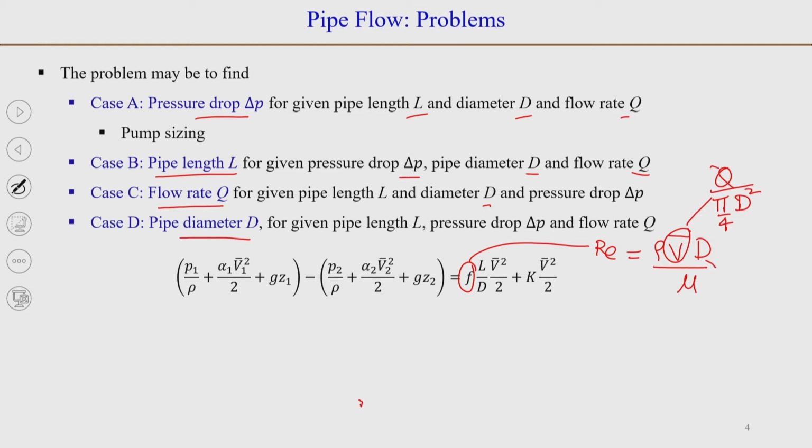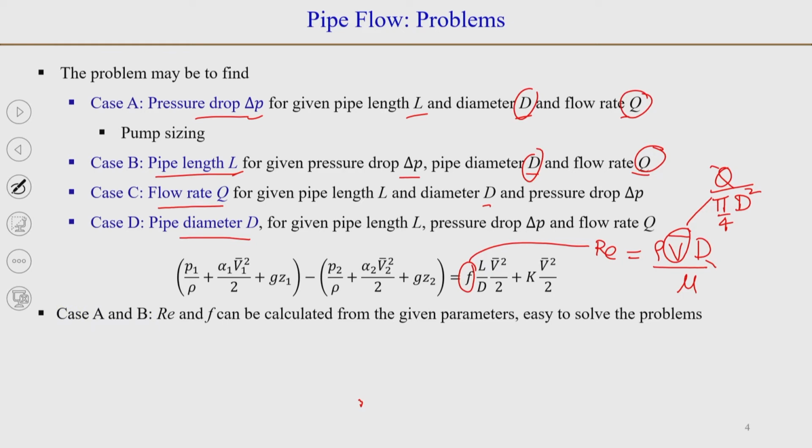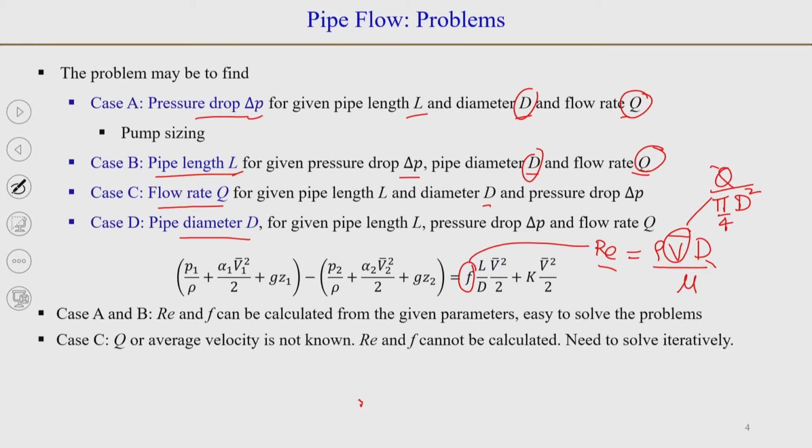Now, for the first kind of problem, where we know delta P and L, we know D and Q. So, it is easy, we can simply calculate, because we know the flow rate and we know the diameter. So, we will be able to calculate the Reynolds number knowing what fluid it is, and once we calculate the Reynolds number, we can calculate the friction factor for the known roughness. So, the calculations are easier and straightforward.